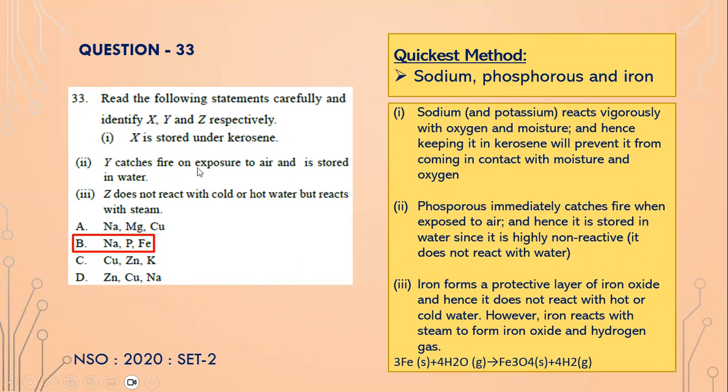Y catches fire on exposure to air. What catches fire on exposure to air? Phosphorus, and hence it is stored in water. And iron does not react with cold water. Iron actually forms a protective layer of iron oxide, and hence it does not react with hot and cold water. However, iron reacts with steam to form iron oxide, Fe3O4, and hydrogen gas is evolved.